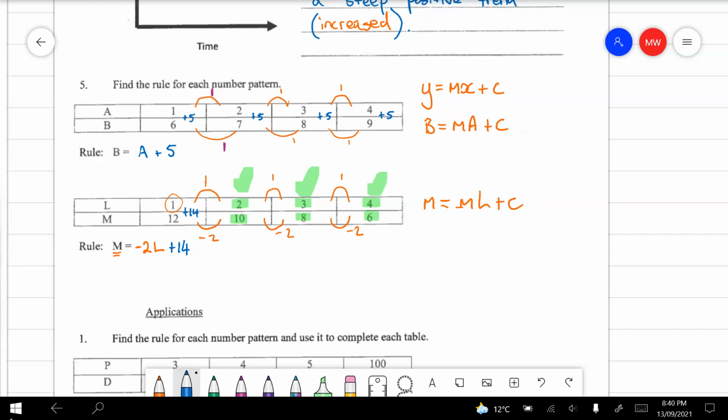So we've created our rule, and this is our answer here. We'll just tidy it up a little bit so it's nice and clear. M equals minus 2L plus 14. And that's the end of the fundamentals test.